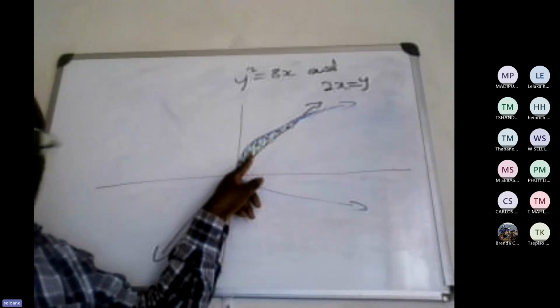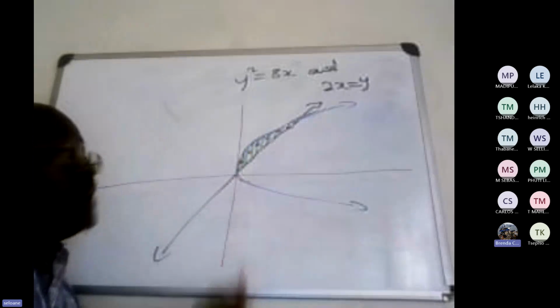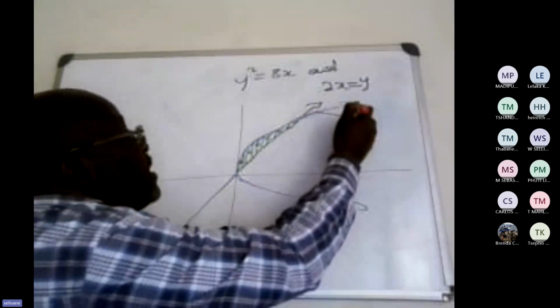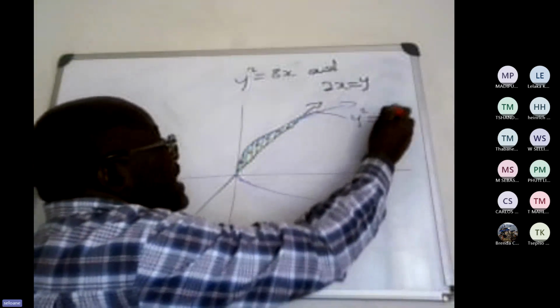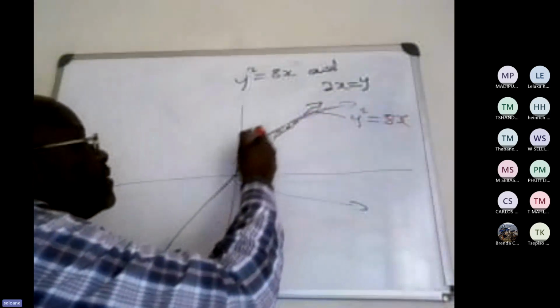Now, what about here when I'm here? By the same function. What about here? Yes, the same function. Anyway, you are going to be stopped by this, y squared equal to 8x.